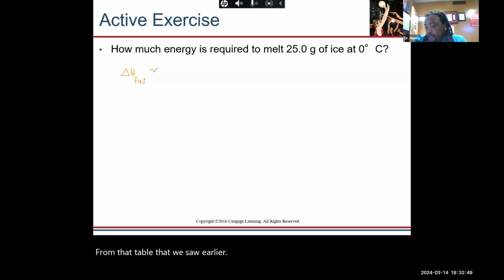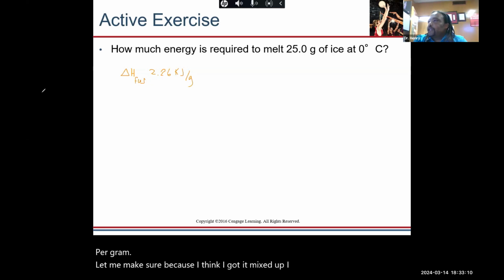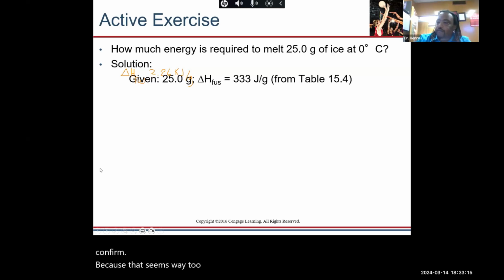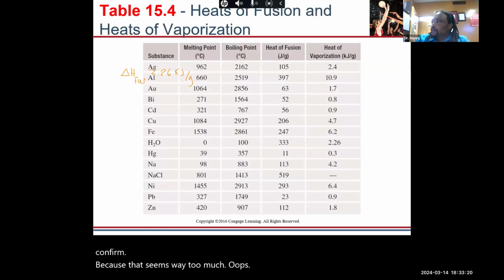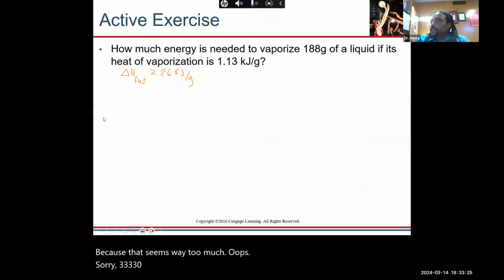It's going to be 2.26. Let's see, kilojoules per gram. Let me make sure, because I think I got it mixed up. I think it's the 33. Let's confirm. That seems way too much. Sorry, 333 joules.